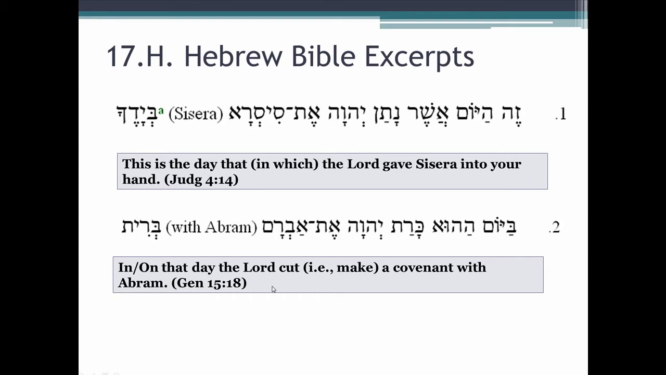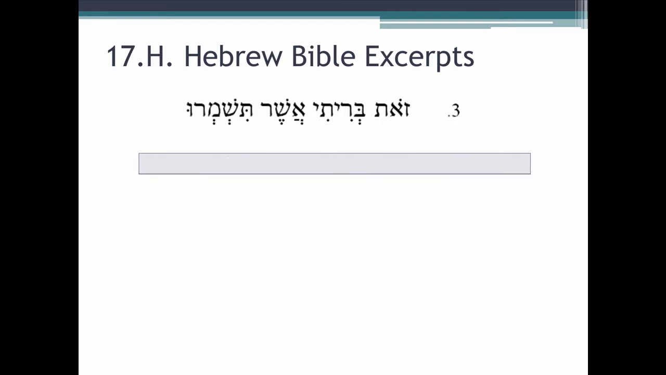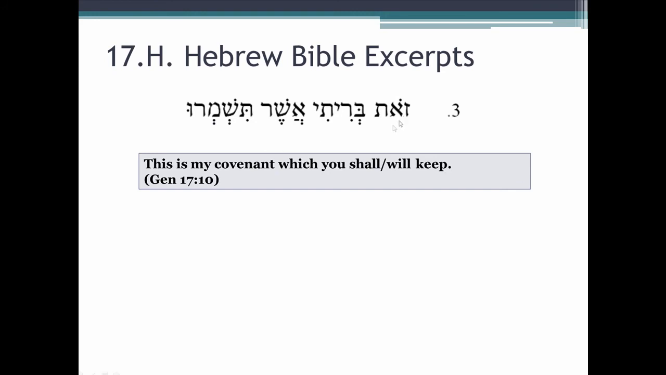That's from Genesis 15. And finally, number 3, zot beriti asher tishmeru. So we have our demonstrative and then a noun with a suffix. There's our relative pronoun. And then we have a verb form, prefix, yes, right here. We know our lemma is shamar. So we should be able to translate this one very easily. This is my covenant. Again, there's no article out here, so we have to translate this predicatively. This is my covenant which you shall keep, or you will keep.